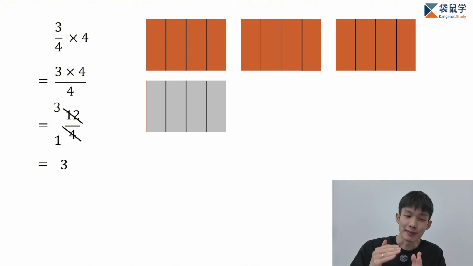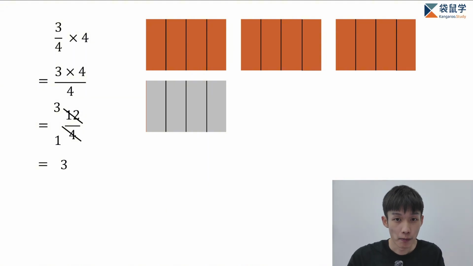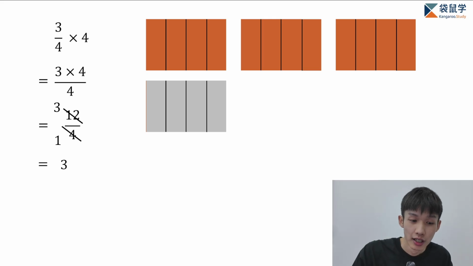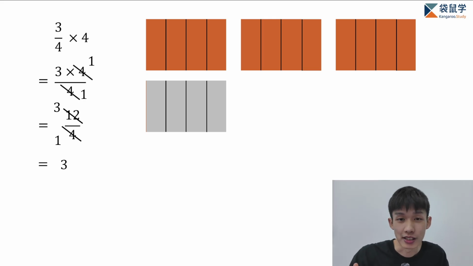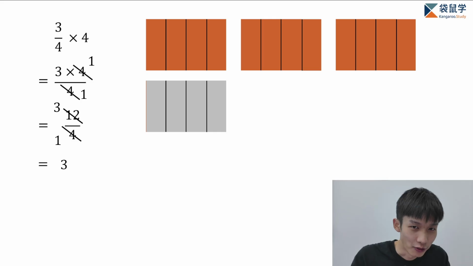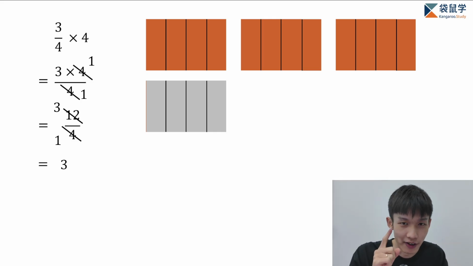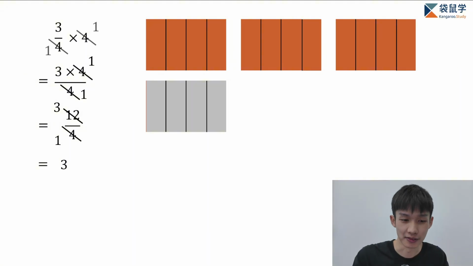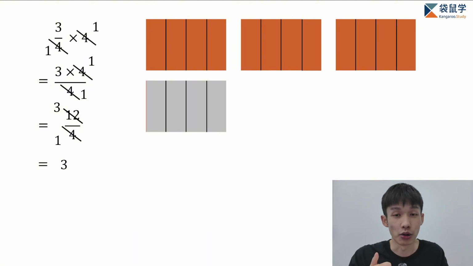Now, we can simplify at the very last stage, but we can also do simplification at the previous stage, which is 3 times 4 over 4. The 4 in the numerator can be simplified with the 4 in the denominator, leaving us 1 and 1. But not just the second stage, the very first stage also can. We simplify the whole number with the denominator, 1 and 1, leaving us only 3.